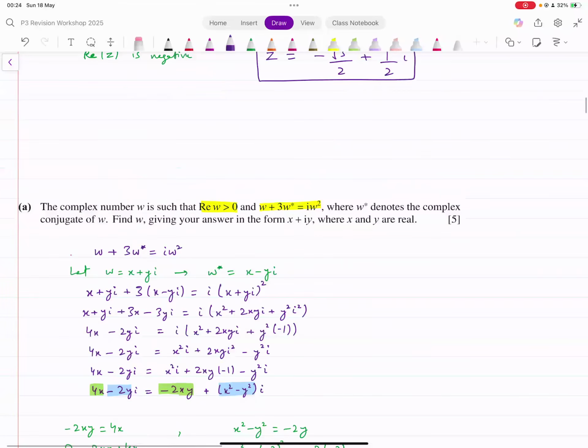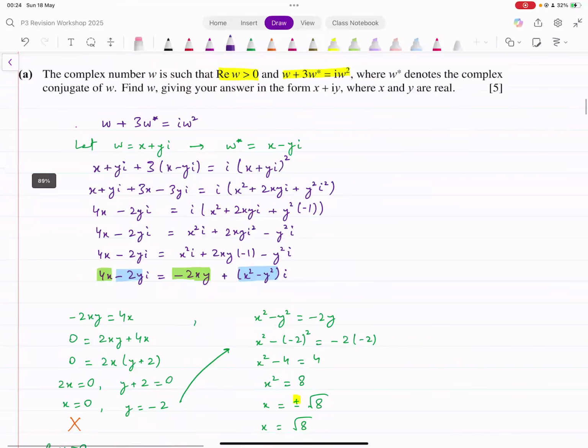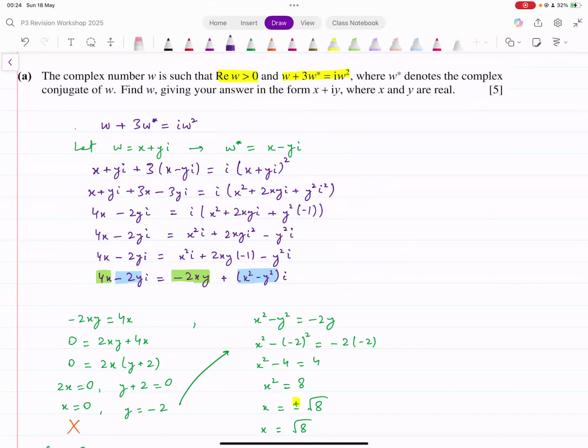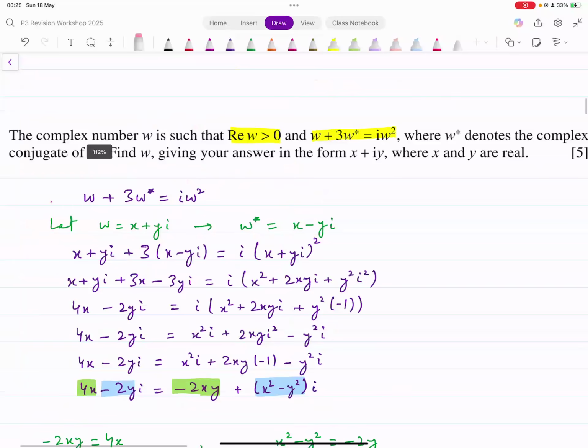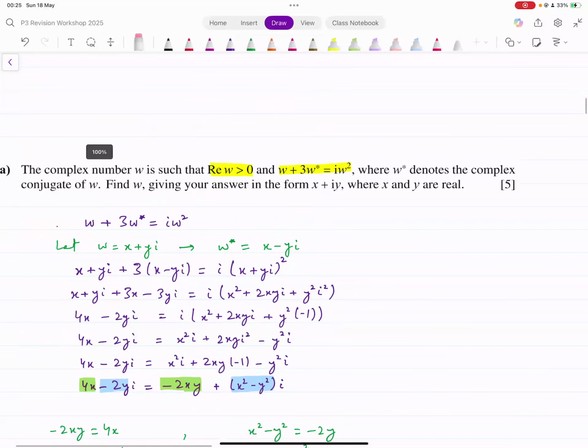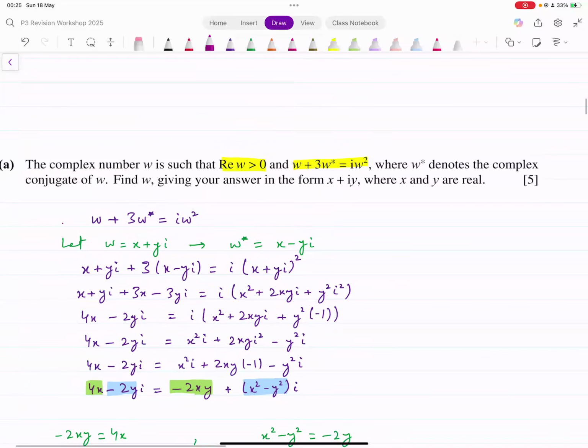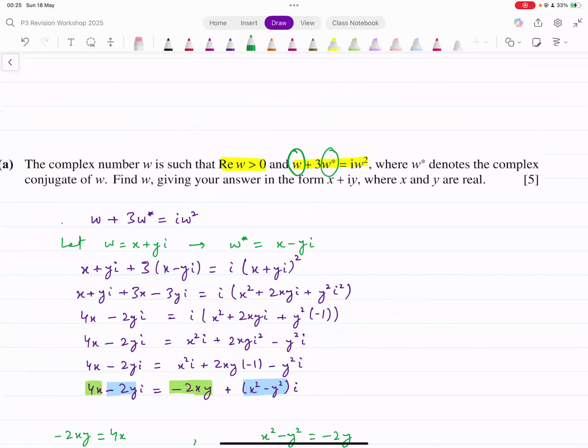Let's try to be a bit quick. The complex number W is such that the real part of W is greater than Z, and we have another equation that's W plus 3W conjugate equals iota W squared. Now, in this case, we have this equation. This also looks like a quadratic equation. However, the problem is we've got two unknowns here. We've got W and we've got W conjugate. There are two unknowns, right? When we have two unknowns and only one equation, we can't really solve that, right?